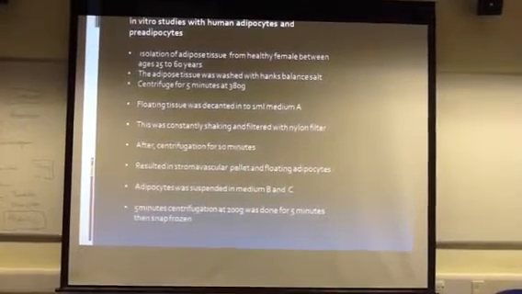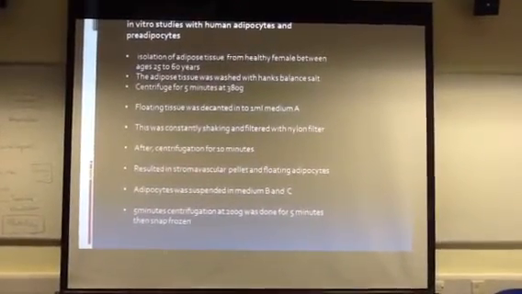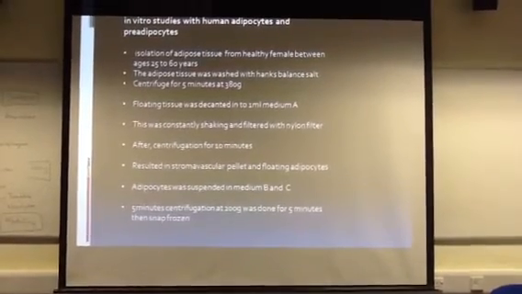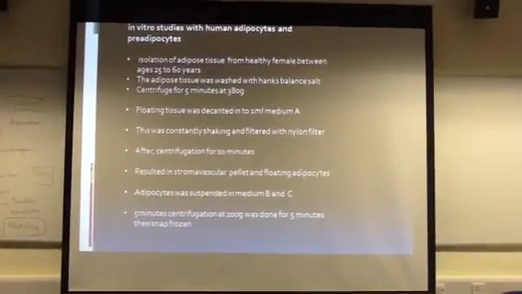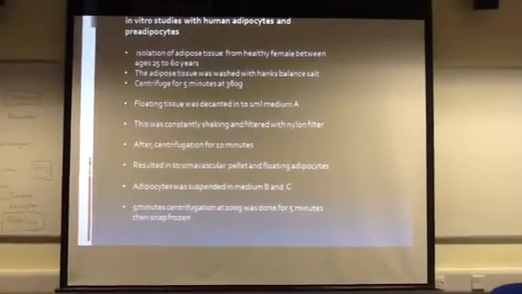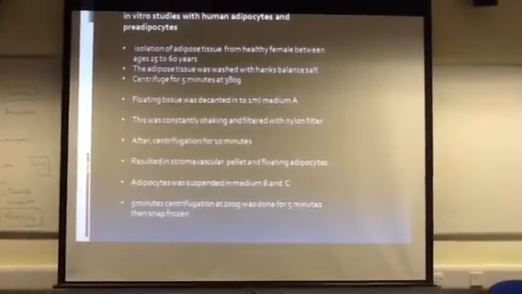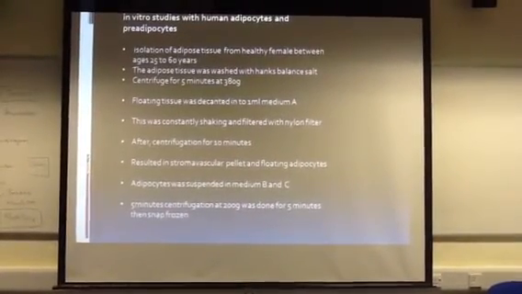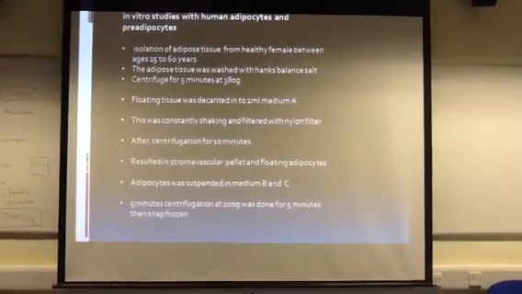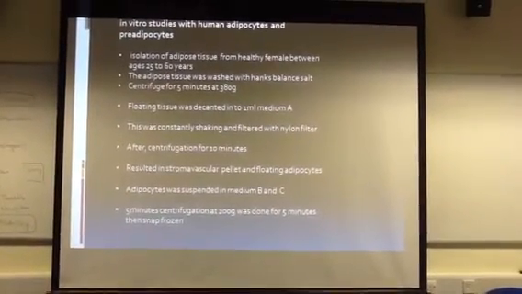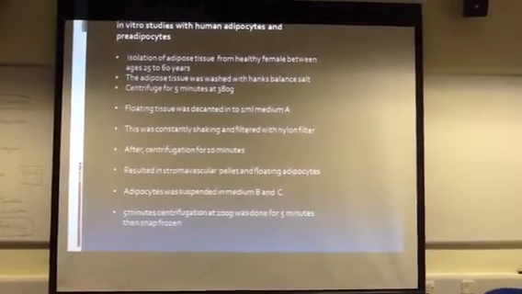Then centrifugation for 5 minutes was done at 380 g. The floating tissue was decanted into 1 ml medium A, which we will look at what it contains later on. This was constantly shaken and filtered with a nylon filter. After centrifugation for 10 minutes, it resulted in separation, which was stroma, vascular pellet, and floating adipocytes.